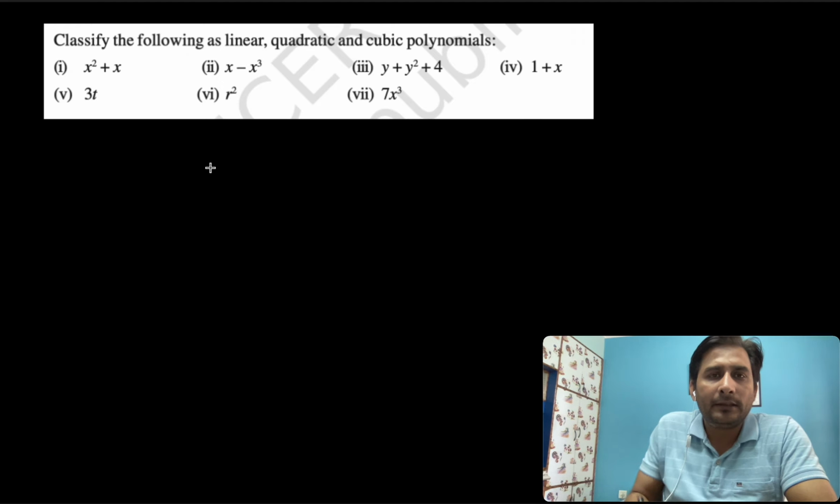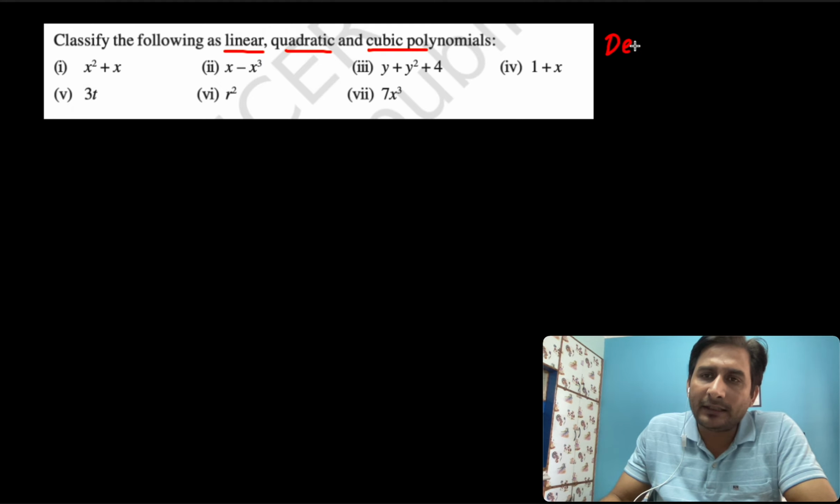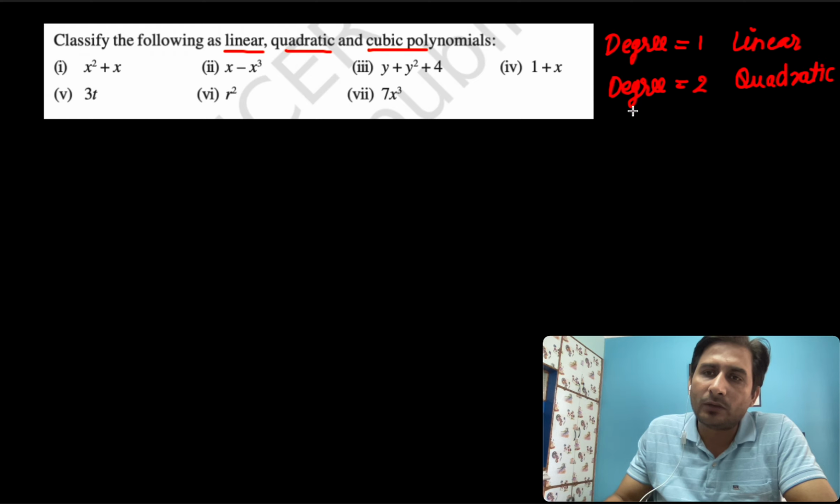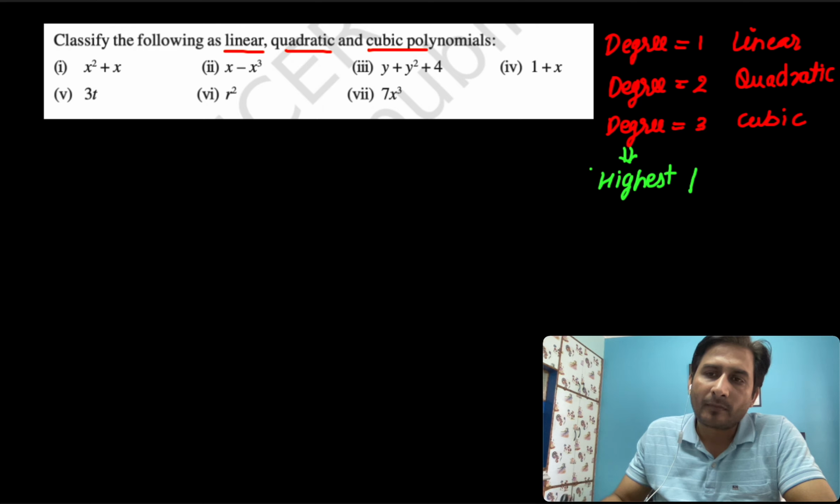Classify the following as linear, quadratic and cubic. So I need to explain here, if degree is equal to 1 then it is linear, if degree equal to 2 then it is quadratic, and if degree is equal to 3 then it is cubic. And what is degree? Degree means the highest power of variable. Yes, you are saying absolutely right.